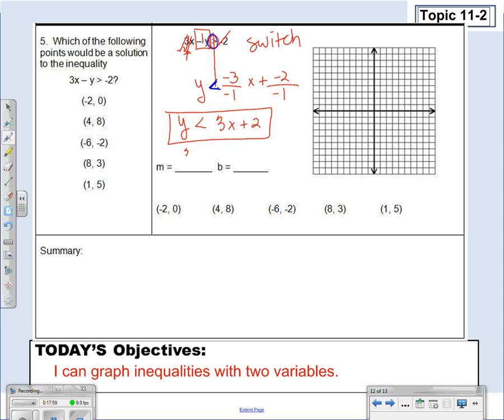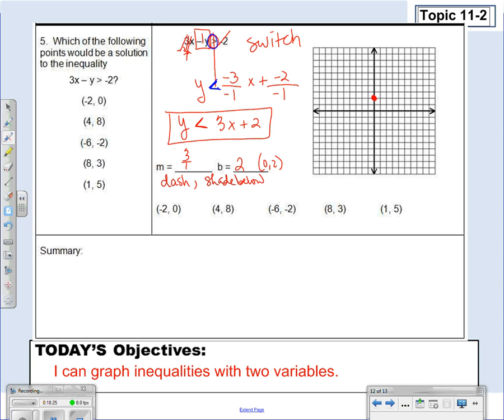Our slope is 3 over 1, and our y-intercept is 2. Going to notice it's an inequality, and it doesn't have an equal sign, so it's a dashed line. It is less than, so that means we are going to shade below. Starting off at 0, 2.